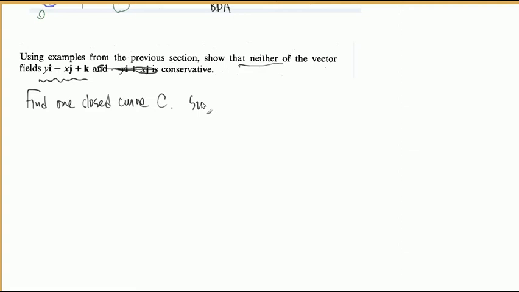C such that this integral along that closed curve should be what kind of number? Not 0, but what kind of number? Non-zero number, right? If it is a non-zero number, if you discover that path, you found it. This is not conservative. If it is conservative, it's supposed to be 0 all the time, if it is a closed curve. So to show it's not conservative, this is all you have to do: go ahead and discover one curve such that this is non-zero.